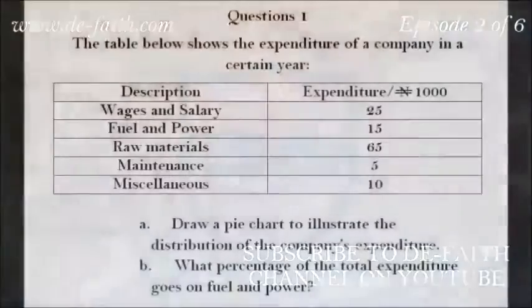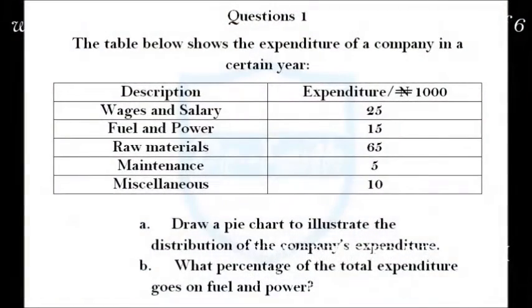Here's the first question, which says the table shows the expenditure of a company in a certain year. We have a description: wages and salary of 25, fuel and power 15, raw materials 65, maintenance 5, miscellaneous 10. So all these have 1,000 attached to them. Now A, we have to draw a pie chart to illustrate the distribution of the company's expenditure. And B, what percentage of the total expenditure goes on fuel and power?